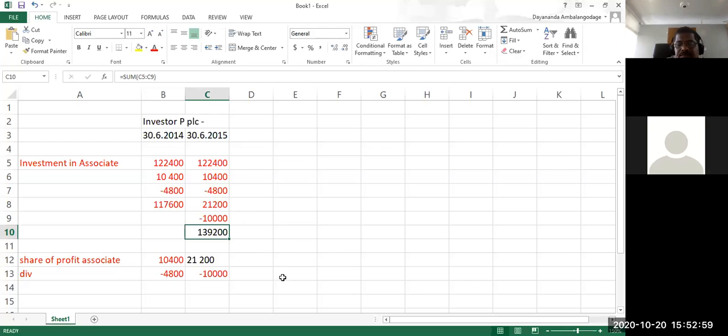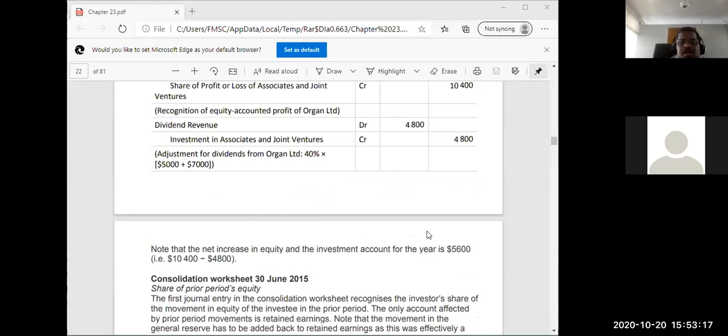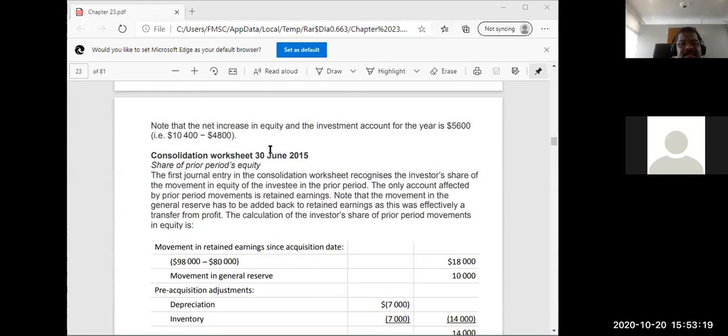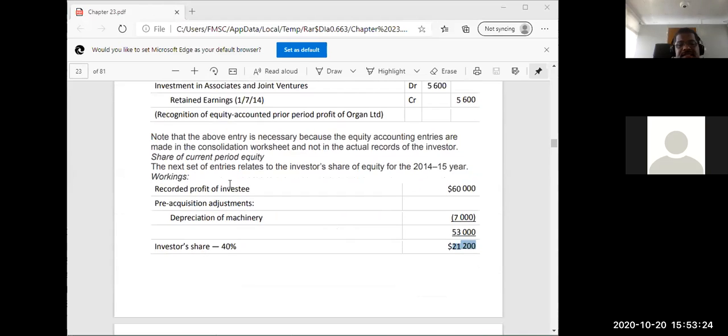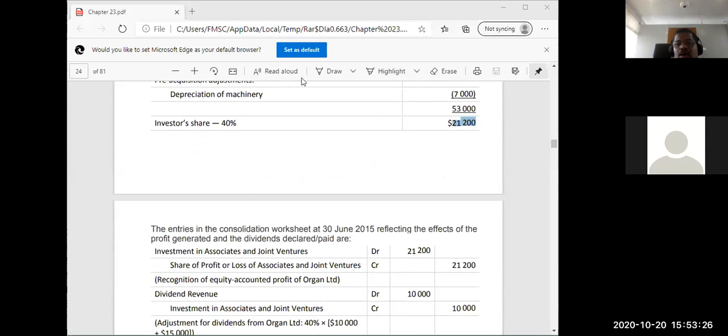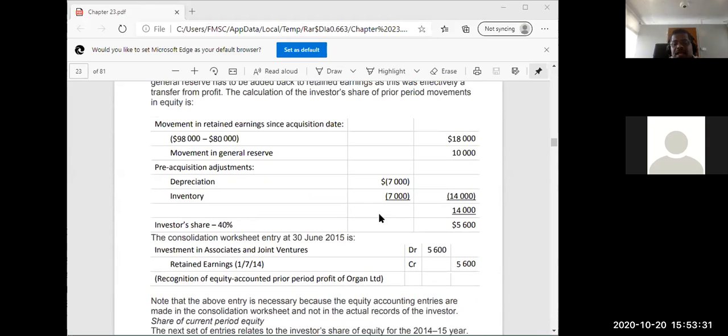Is it clear? Now I want to discuss with you the other calculation which was in the chapter. I'm putting your attention onto this page. We are discussing 30th June 2015, and I discussed these two calculations with you, but now I put your attention to something else.